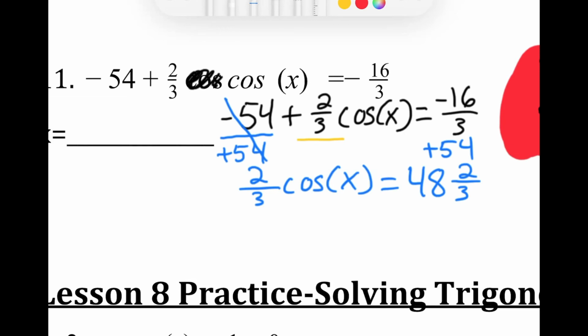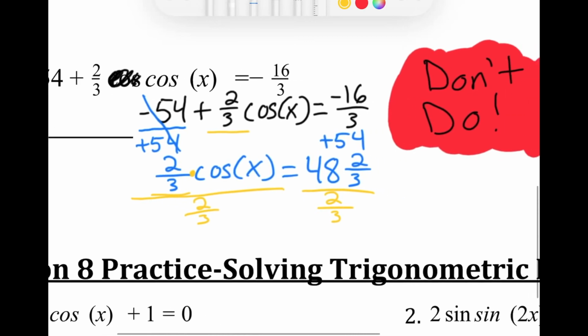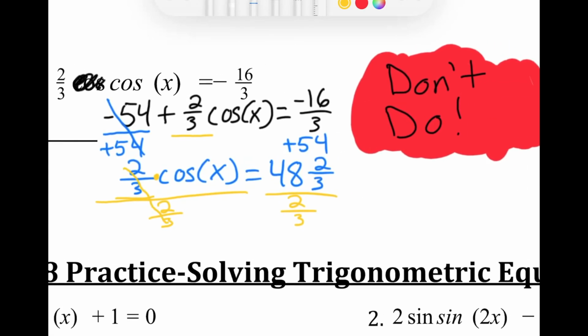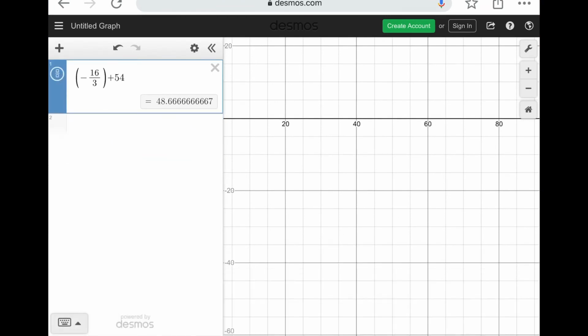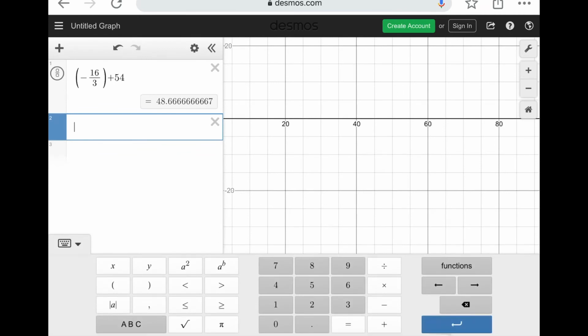So we still need to get rid of our 2/3. So simply because we can use our calculator, there is multiplication in between. So what we're going to do is divide by the whole 2/3, divide by 2/3. So we get, this cancels out, we're left with cosine of x equals okay, that's fine.